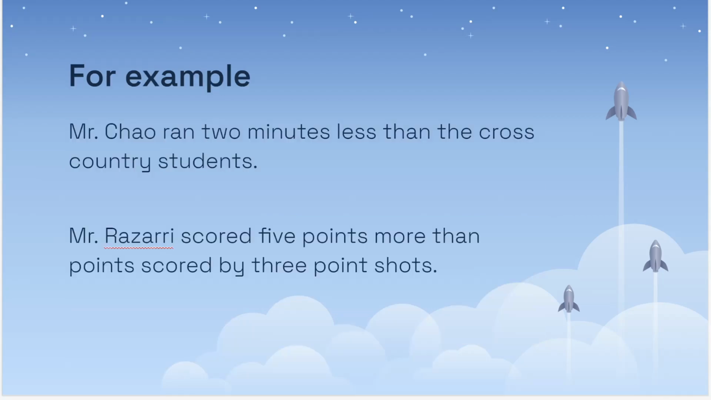For example, Mr. Chow ran 2 minutes less than the cross-country club students. So how long did the cross-country students run? We don't know, right? So we can call that C. C is equal to the minutes the cross-country students ran. So Mr. Chow ran 2 minutes less than them, so that's C minus 2.